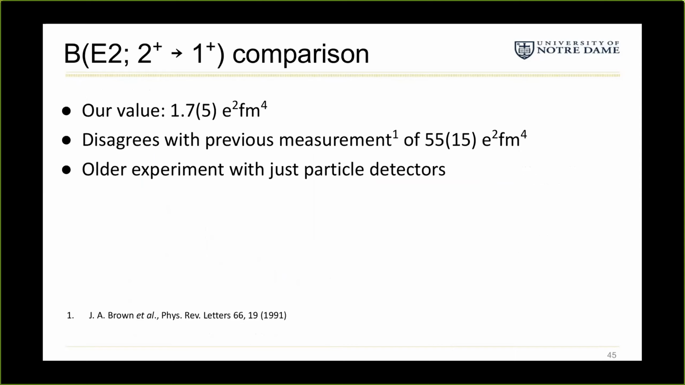This experiment is not the first ever measurement of this B(E2). There was a previous measurement done at Notre Dame using just particle detectors, and that experiment measured a value of 55 plus or minus 15 e squared fm to the fourth, which is very discrepant with our value. However, this older value, because it just used particle detectors, didn't have any good way of separating out lithium-8 excited in the reaction back at the production cell before it goes into the twin cell, and lithium-8 that scatters off the gold foil. We think that's a reasonable explanation for why their value is so much higher than ours. So with our experiment using more modern techniques, we are confident in our value.